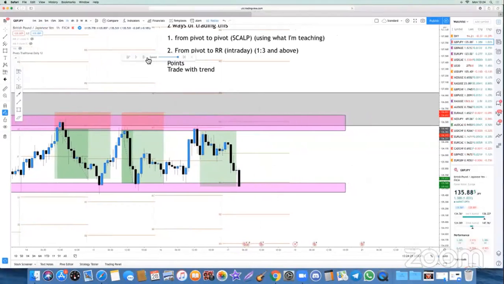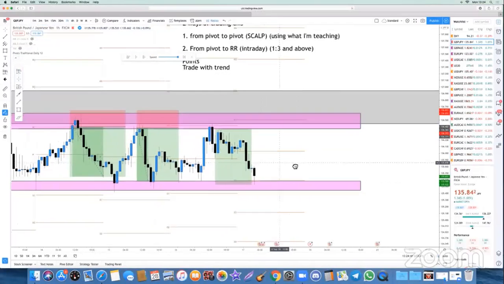Are we going to hit? Bang. 3 trades in a row, man. Well, technically 6, because there were 2 trades within each of these. 6 trades in a row. All right, the scalp got hit. Bang. The intraday got hit. Bang. Both trades are successful.